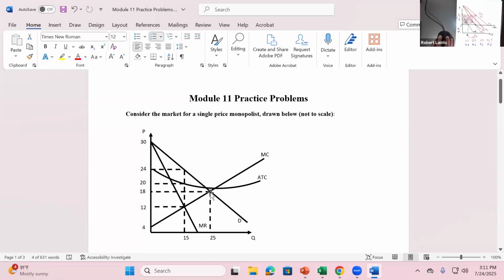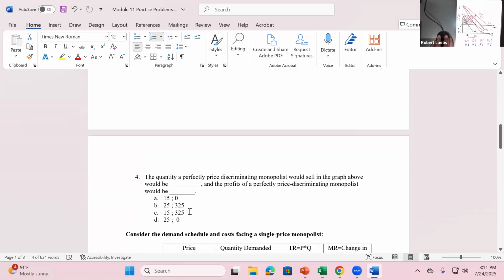Okay. So that would be what? The entire triangle there. So it'd be what? 30 minus 4, so 26 times 25. If you have a triangle, so times a half. I think if you do that, you'll get 325. Okay.